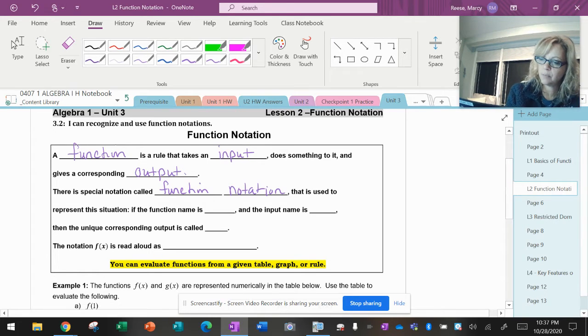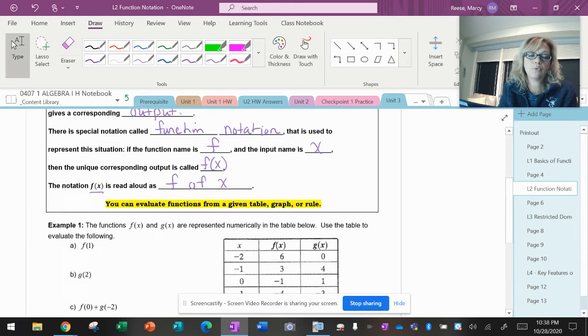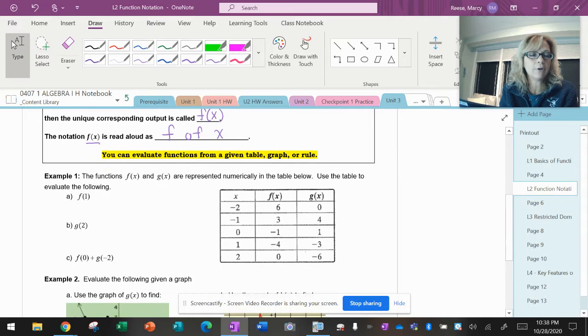If the function name is f, and the input is x, because normally our input is our x, then the unique corresponding output, we normally would say y, but function notation does this: f of x, okay? Now notice how I said that, f of x. So the notation f of x is read out loud as f of x. You can evaluate functions from a given table, graph, or rule using this function notation. So it's just a very different way of writing a y equals.